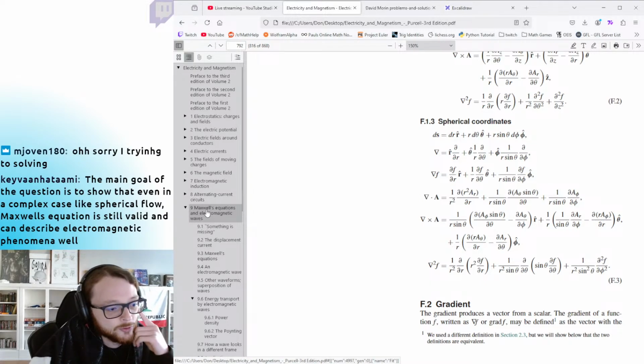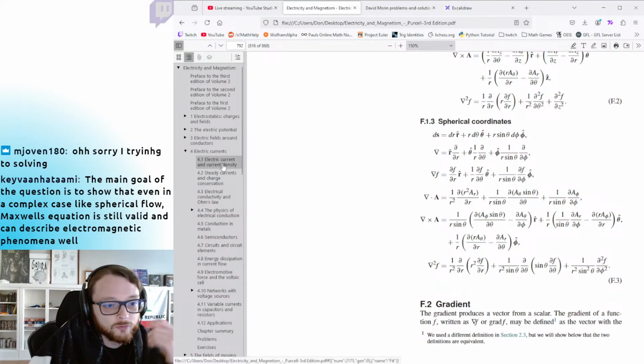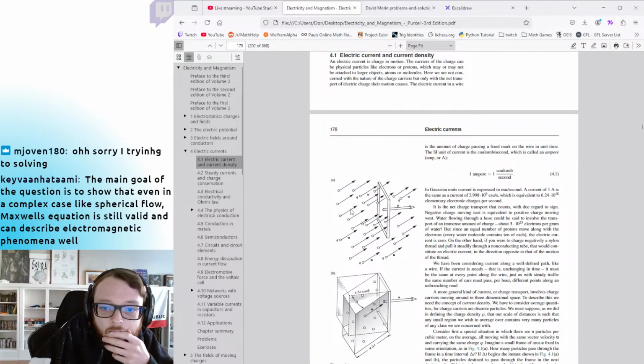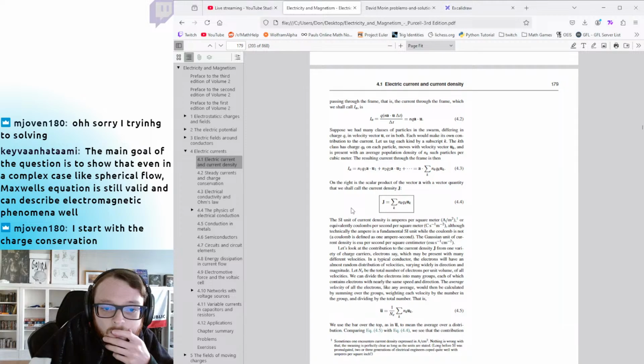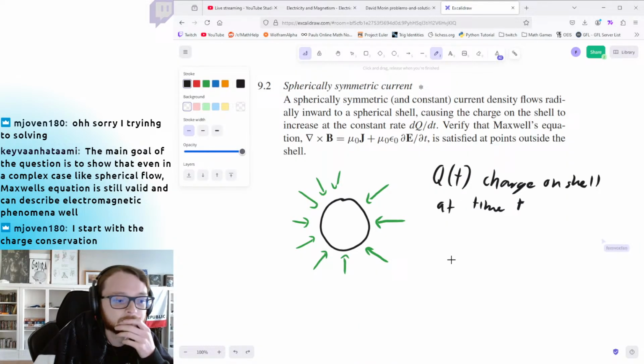The main goal of the question is to show that even in a complex case like spherical flow, Maxwell's equation is still valid. Oh, okay. It's good to know. What about currents in chapter 4? Oh no, it is amps per square meter. That sounds right because it's a density, right? So I think you divide by something, yeah, divide by something.